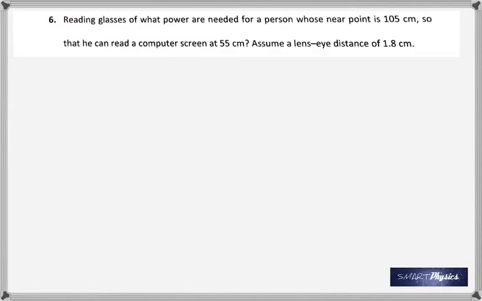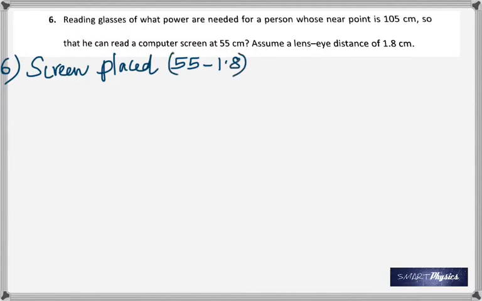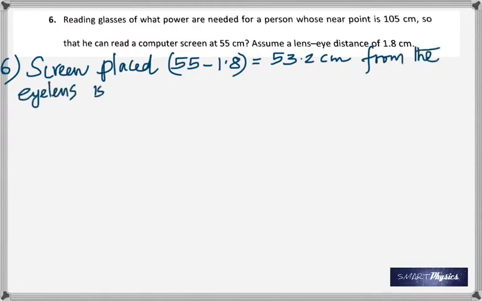So his problem is what is called long sight. He cannot see any object clearly which is less than 105 centimeter from his eye. He needs to wear converging lenses to correct this. And the screen is placed actually not 55 but 53.2 centimeter from the eye lens.